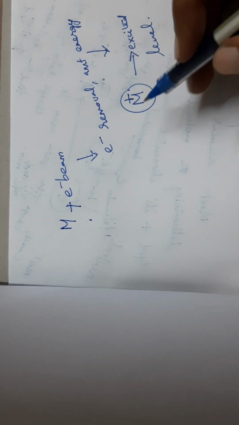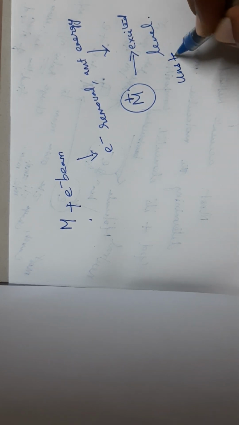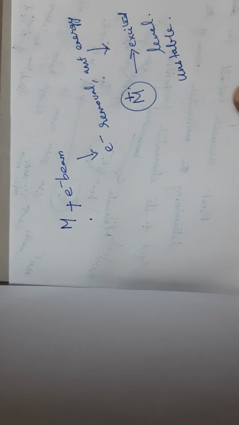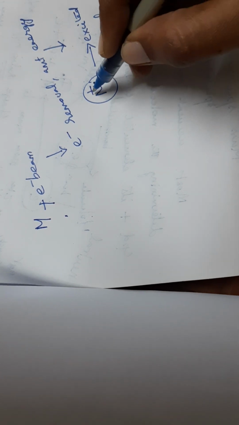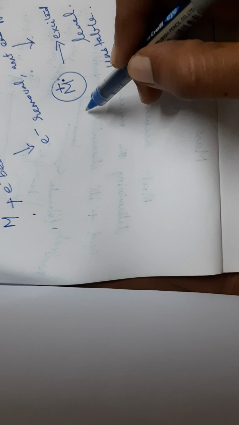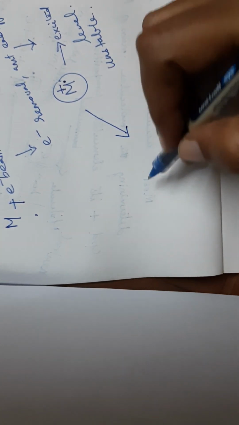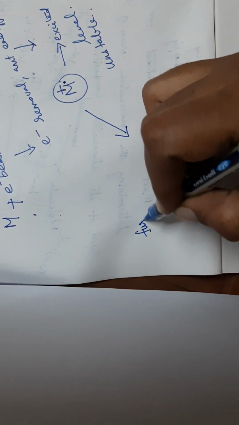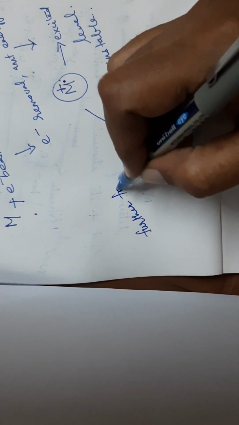So we know very well that the excited level is always an unstable one. This M plus molecular ion has one positive charge and it has a free radical. Since this excited level is unstable, it tends to return to the ground state by undergoing further fragmentation.